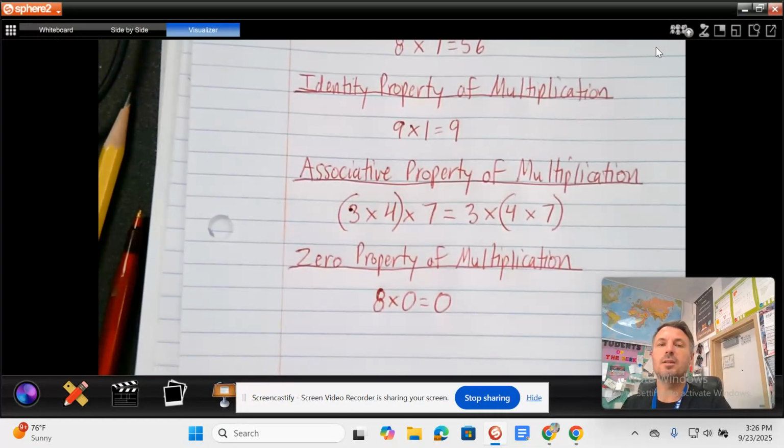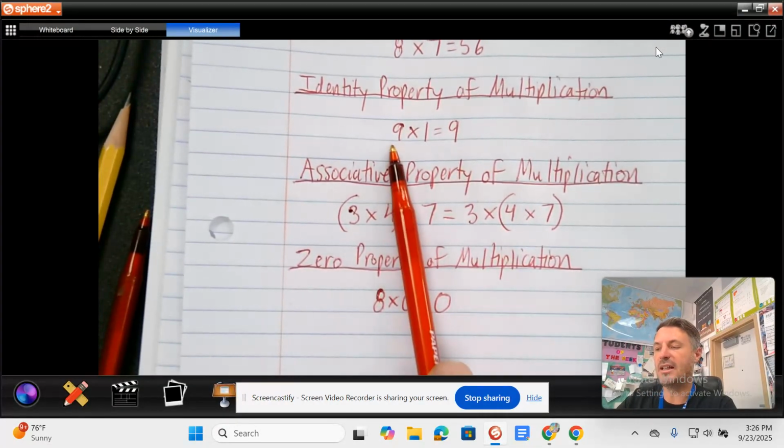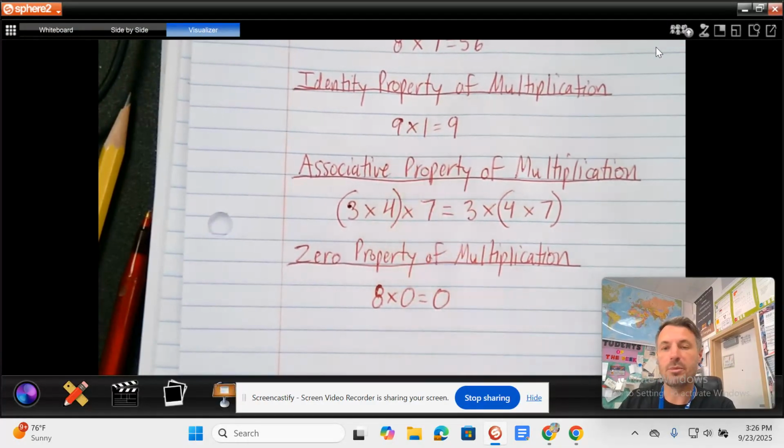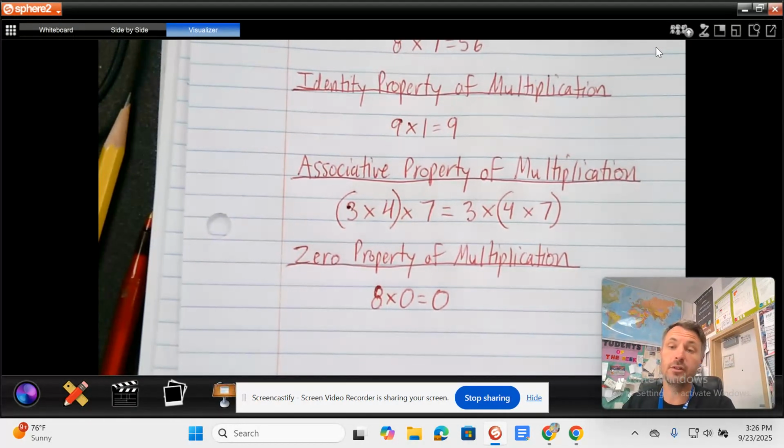And then the identity property of multiplication is any number times 1 equals itself. So 9 times 1 is 9, 12 times 1 is 12, 103 times 1 is 103, 516 times 1 is 516. Anything times 1 equals itself.